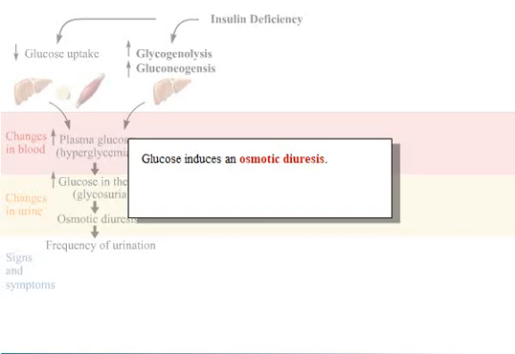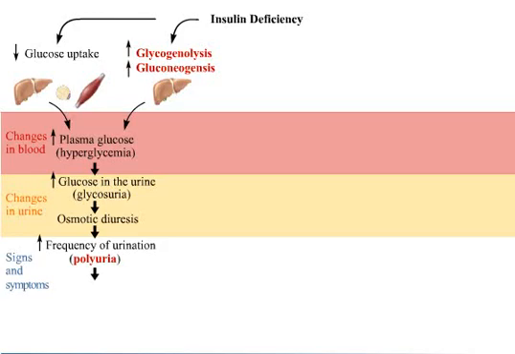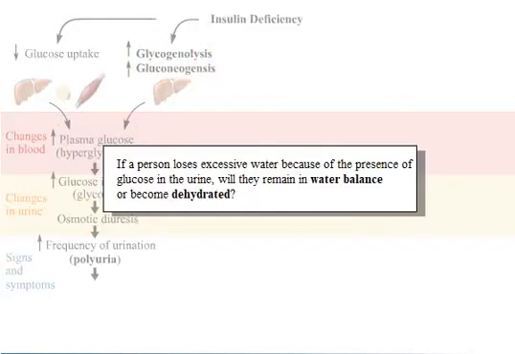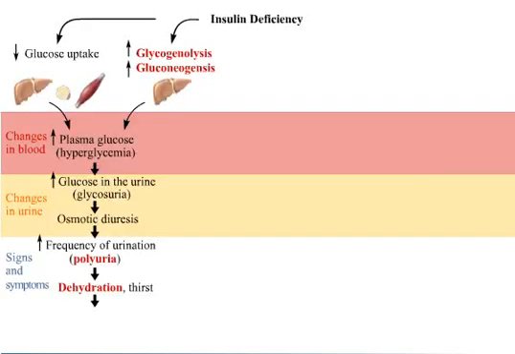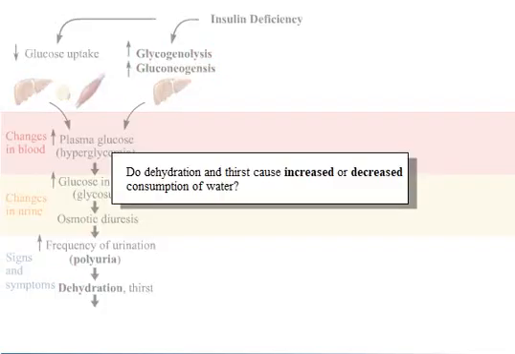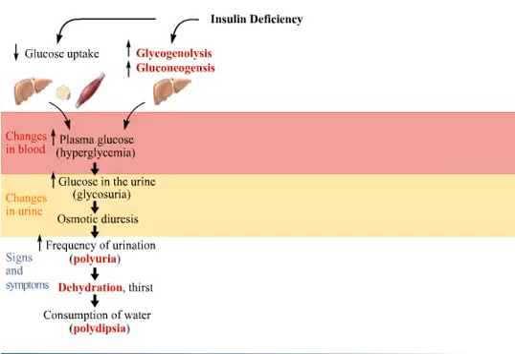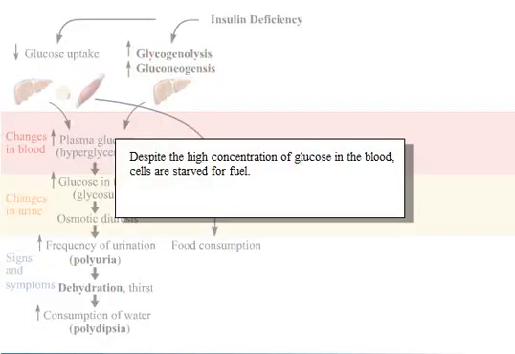Glucose induces an osmotic diuresis. Does the patient have to urinate more frequently or less frequently? If a person loses excessive water because of the presence of glucose in the urine, will they remain in water balance or become dehydrated? Do dehydration and thirst cause increased or decreased consumption of water? Despite the high concentration of glucose in the blood, cells are starved for fuel. As a result, will the patient eat more or less food?